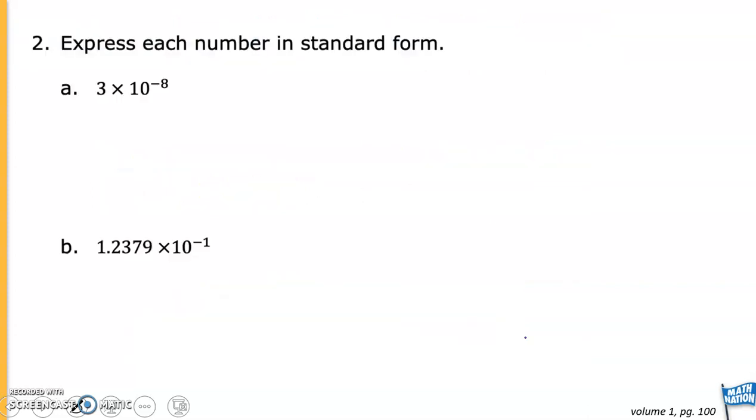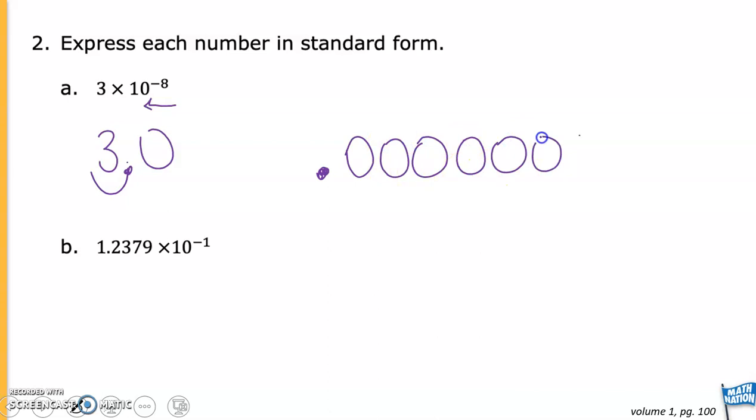More practice, express each number in standard form. Notice that A, the number 3, doesn't seem to have a decimal. 3 is the same as the number 3.0, so remember, the decimal is after the 3 to start with. So we're going to move it 8 times to the left. That means I'm going to move it once with 7 more zeros. So don't forget that leading decimal and then 7 zeros, and just the number 3.